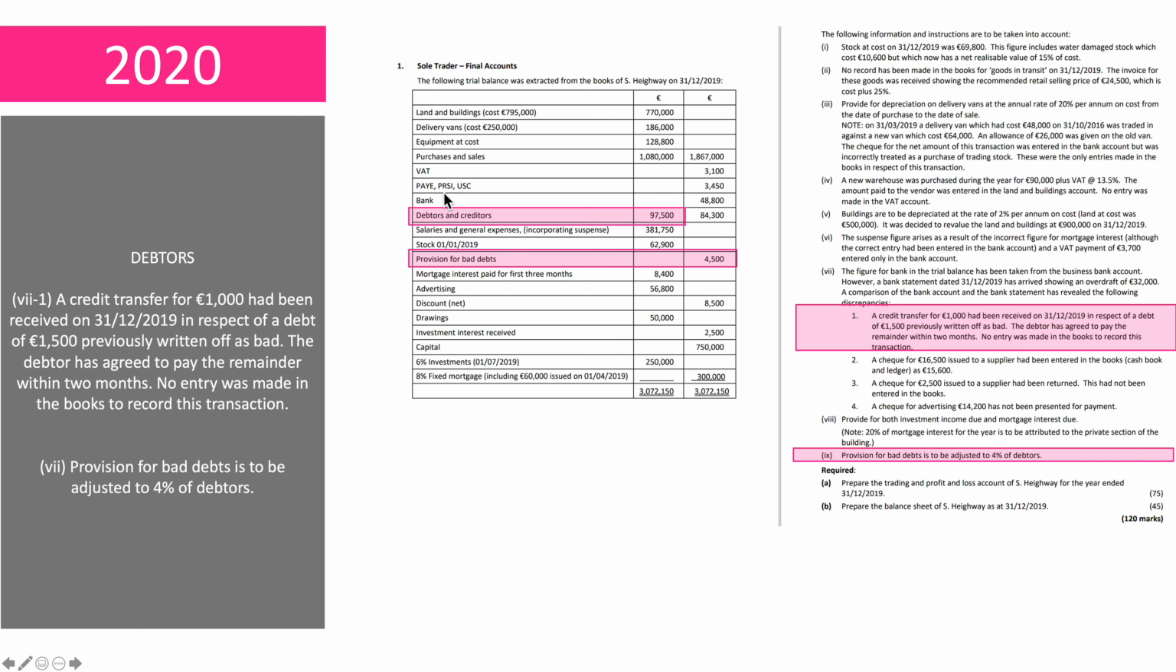Okay, 2020. So in 2020 there were 2 adjustments. So you've got your debtors here, you've got provision for bad debts, and then our 2 adjustments here. So 7 part 1. So a credit transfer for €1,000 had been received on the 31st of 12th 2019 in respect of a debt of 1,500 previously written off as bad. The debtor has agreed to pay the remainder within 2 months. No entry was made in the books to record this transaction. And then number 7, provision for bad debts is to be adjusted to 4% of debtors.